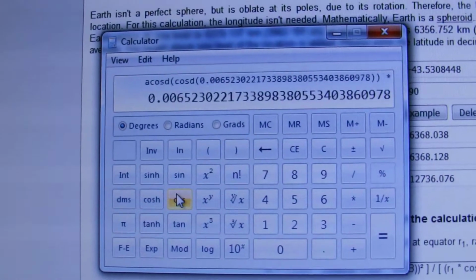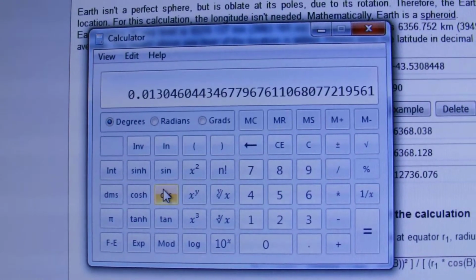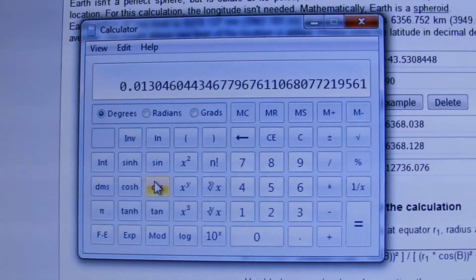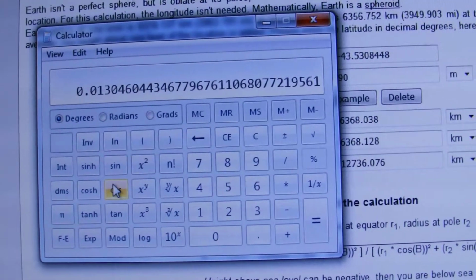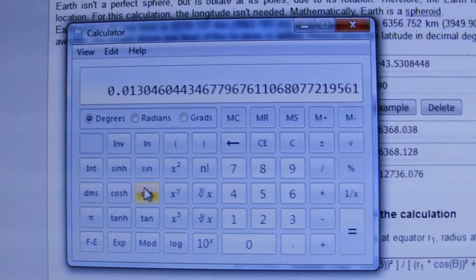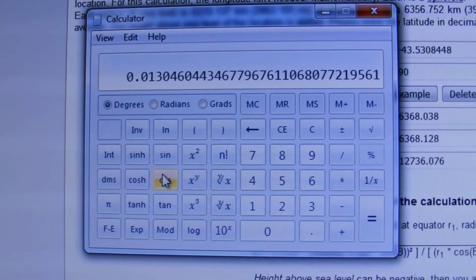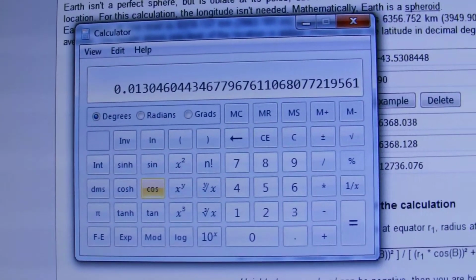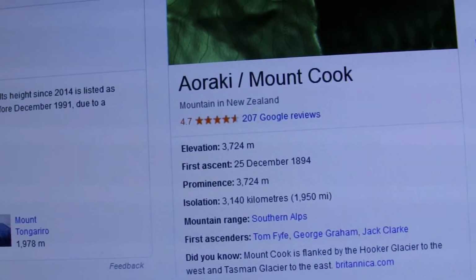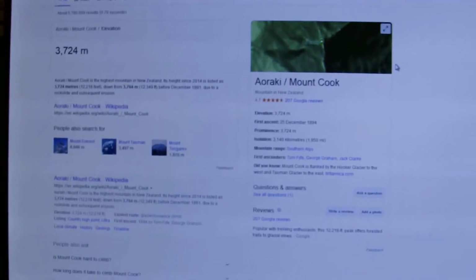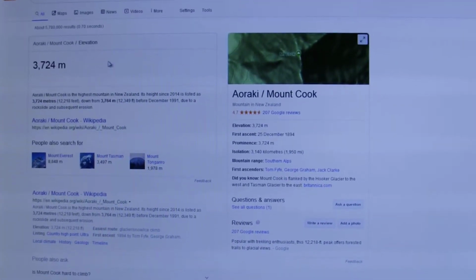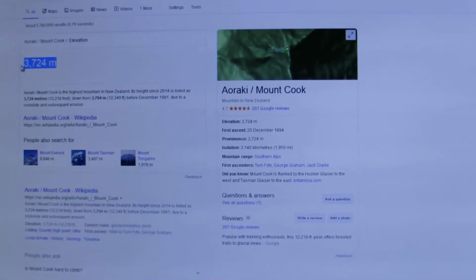If I multiply that by 2, I get the angle to which a thing reflected in the far end of the lake would be tilted. 0.013046 degrees. And I got Mount Cook elevation. That. It's quite a long way above sea level.